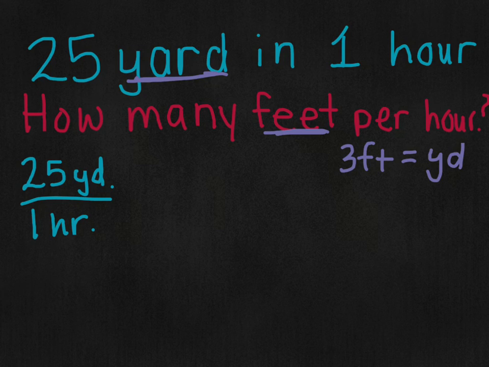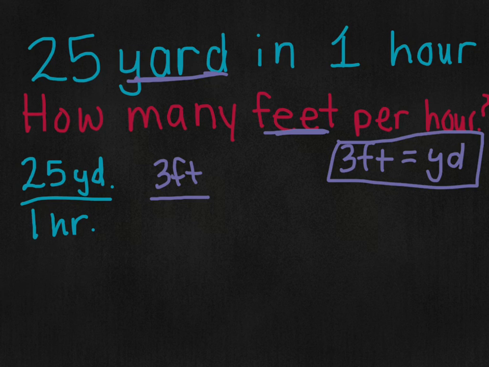So once you know that, you're going to take that piece of information and you are going to write a new ratio. So you have two choices here. You can either write that as 3 feet in 1 yard, or you can write it as 1 yard in 3 feet.